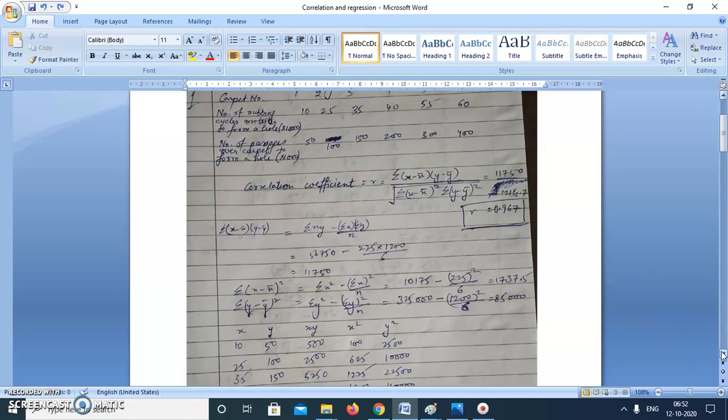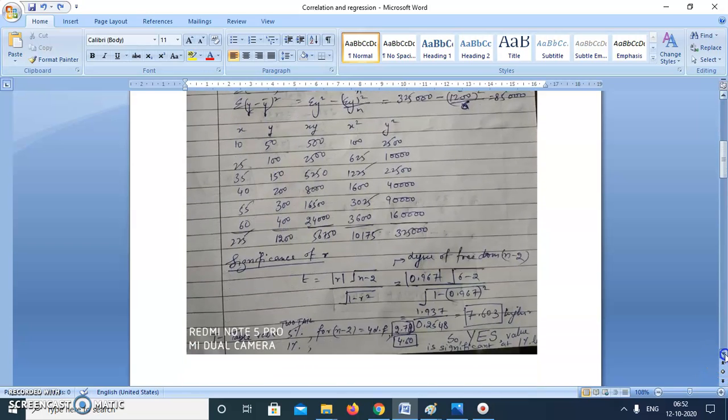Now still we can find out the significance level of this correlation coefficient. So the mathematical procedure I have shown you here, significance of r, you will calculate this value, and from the t table you will find the table value and compare it with your calculated value. As we can see here, for 5%, the table value is 2.78 and for 1% the table value is 4.6, and the calculated t value is 7.603.